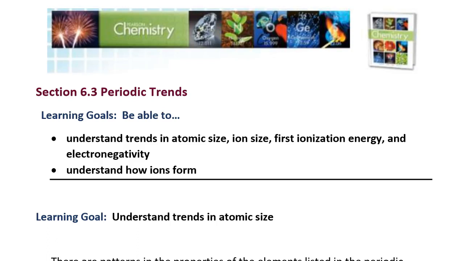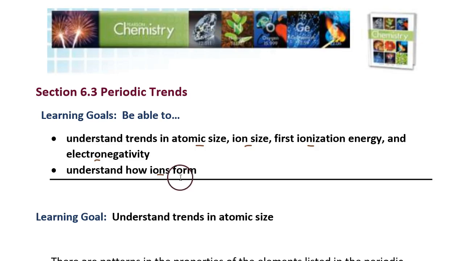This video is for section 6.3, periodic trends. The learning goals are to understand trends in atomic size, ion size, first ionization energy, and electronegativity. And another learning goal is to understand how ions form.